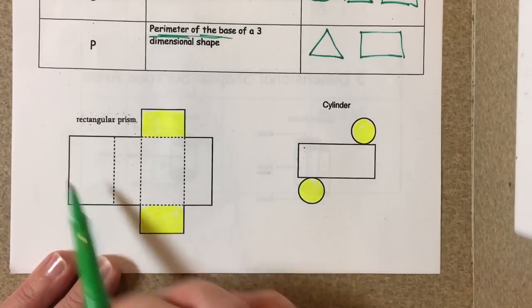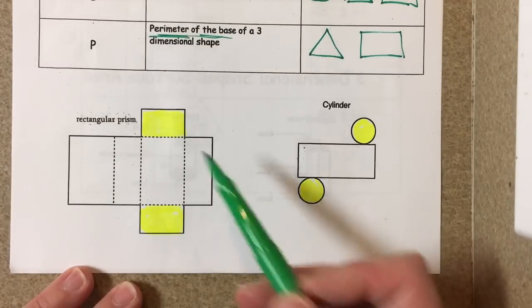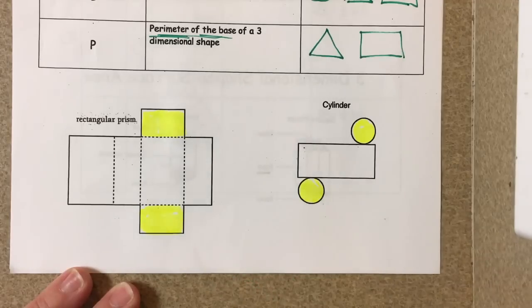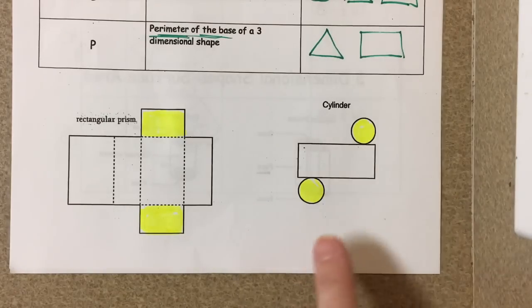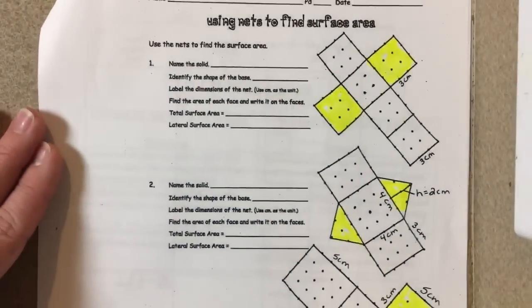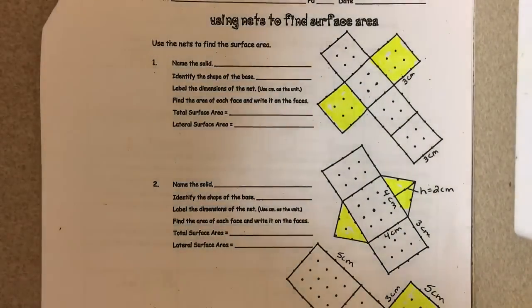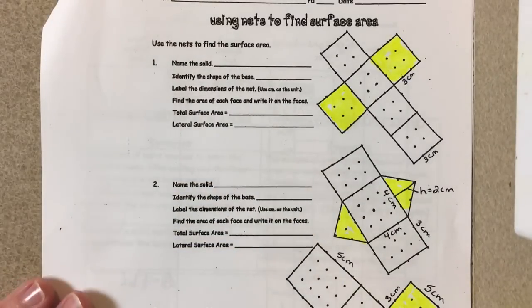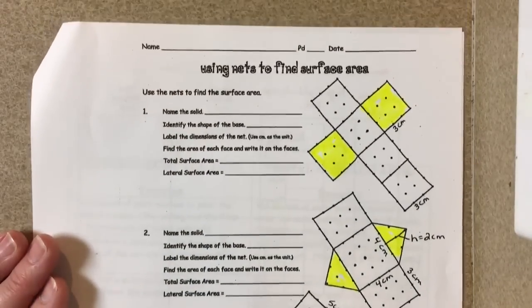So here's a rectangular prism that's unfolded, and I just picked these two bases. They just have to be parallel to each other. The cylinder, the bases are going to be the circles. So there's an example of some nets of a prism and cylinder. All right, we're going to highlight the bases on these shapes.